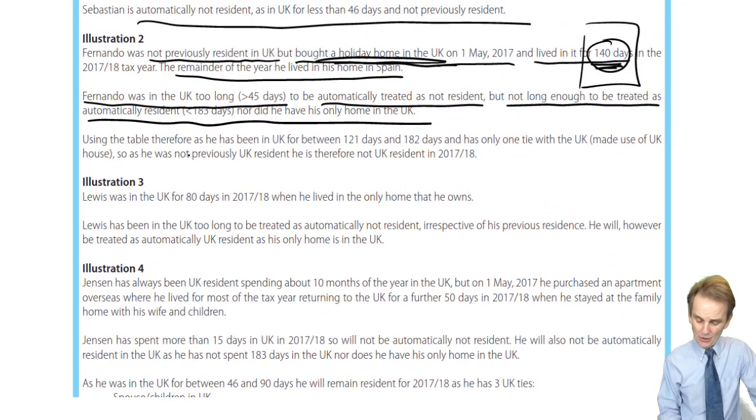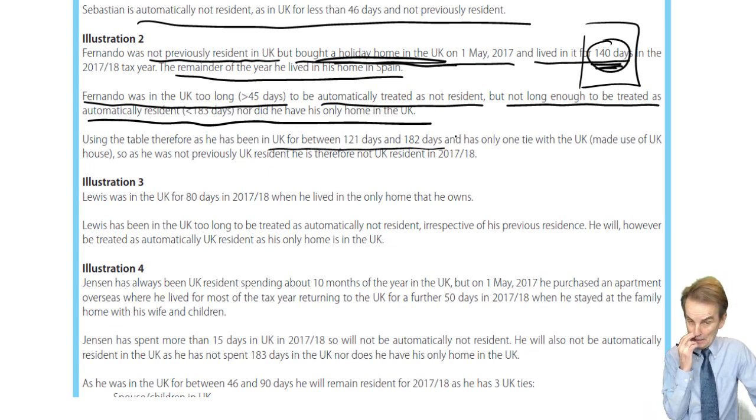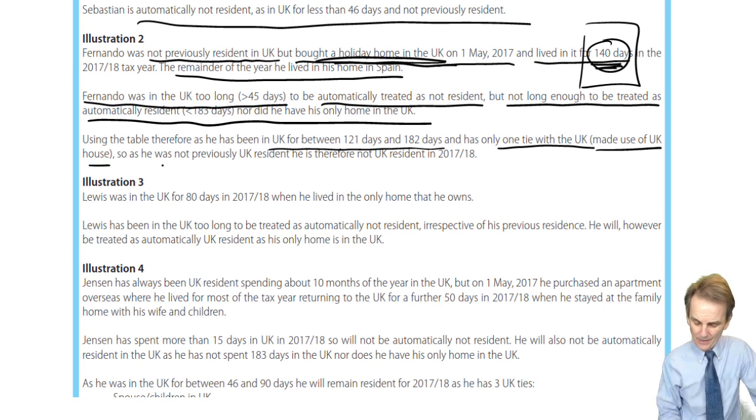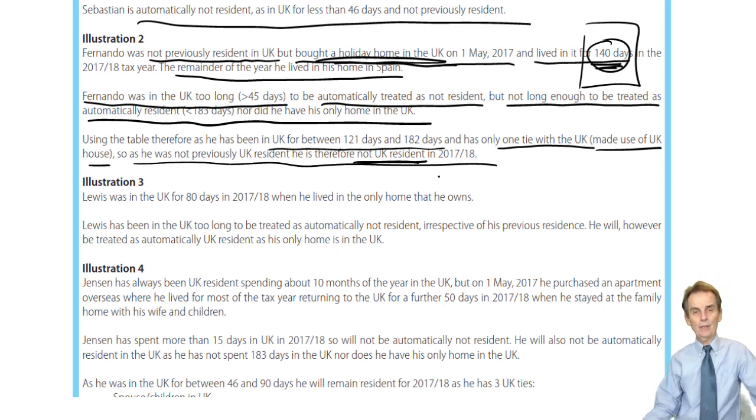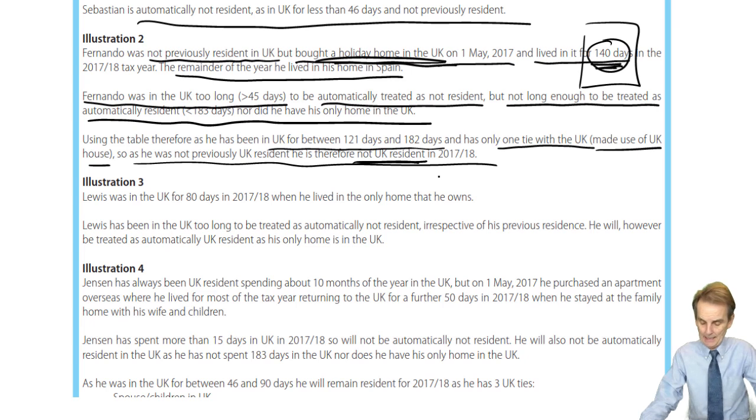On that basis, using the table, as he's been in the UK for between 121 and 182 days, not 183 days or more, he's only got one tie with the UK, the use of a UK house. So as he was not previously UK resident, he's therefore not UK resident in our tax year 17-18.